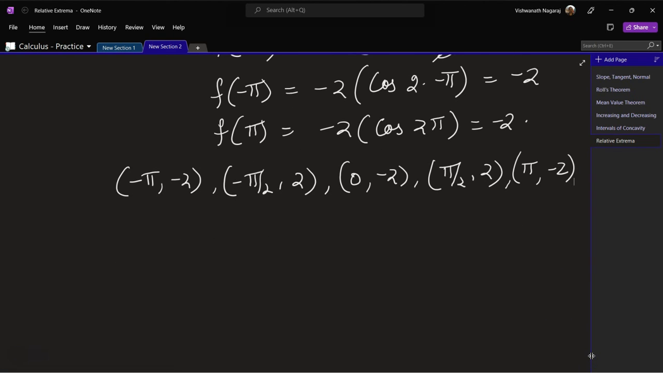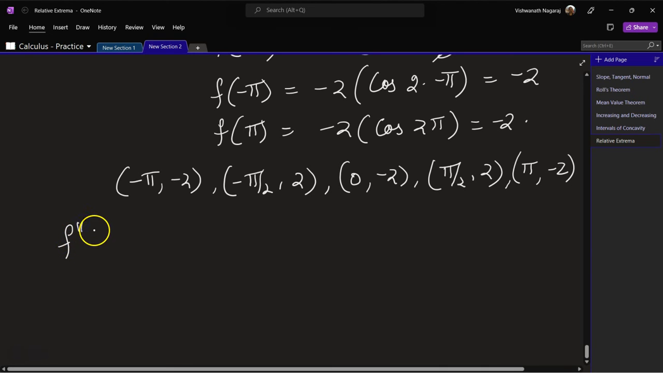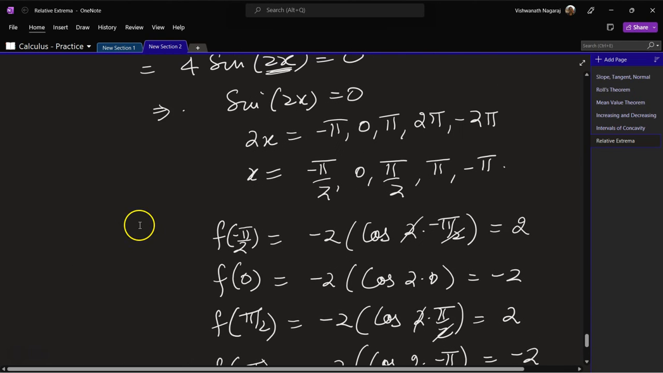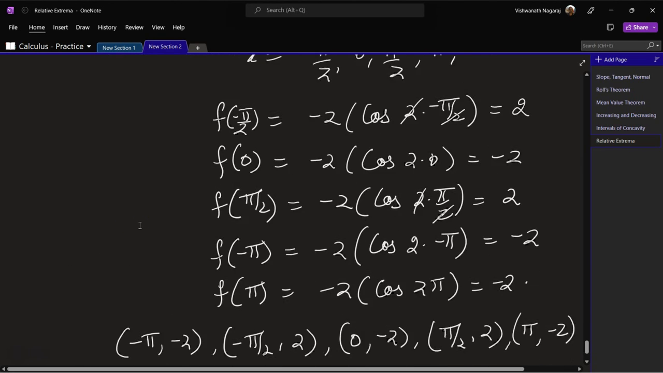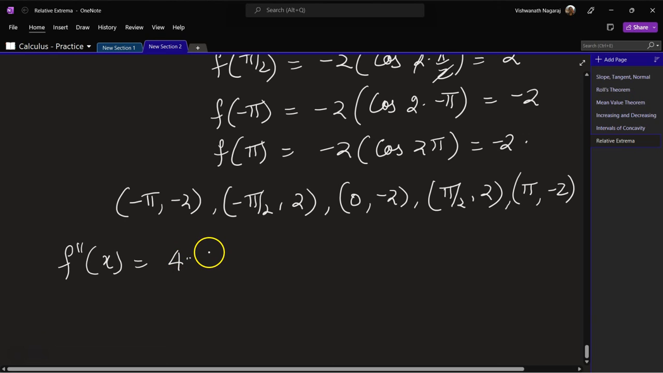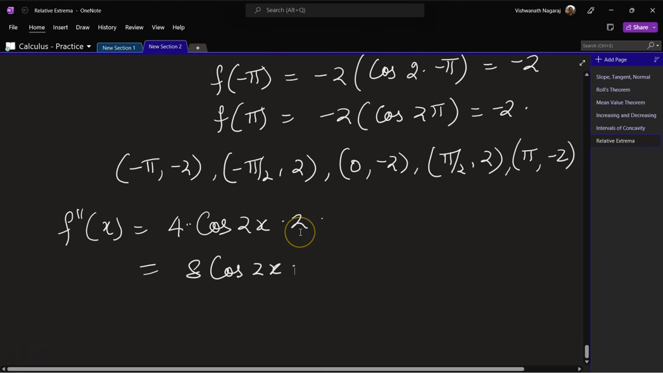Now let's figure out what the extremas are, whether these are minima or maxima. For that we require the second derivative. So the second derivative, we want it for 4 sine 2x. 4 times sine is cos 2x times 2, which gives us 8 cos 2x. This is the second derivative. Now we substitute these individual x values.